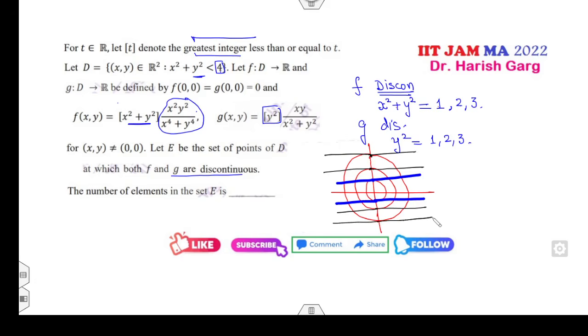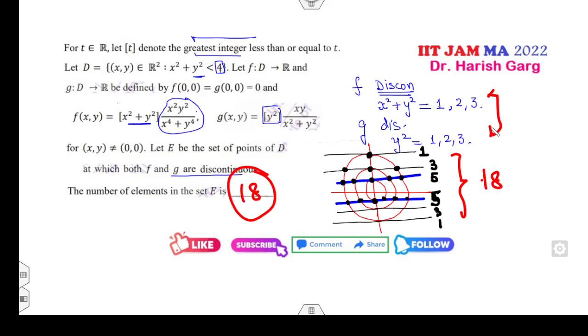Now you can see how many points are there. 1 point, 1, 2, 3 points, 1, 2, 3, 4, 5 points. Sorry, it's not a point. 4, 5. 5, then 3, then 1. So how many points? You can see 9 plus 9, 18 points of discontinuity. Discontinuity तो सिर्फ इन्हीं points पे आएगी ना आपकी. Fine. So we can find all those natures and get the answer.